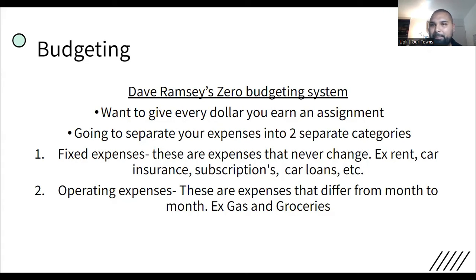So let's begin. Briefly, I'm just going to go over the system that we're going to use. We're going to use the Dave Ramsey zero budgeting system. This is where you want to give every dollar you earn an assignment, and you're going to separate your expenses into two separate categories. Fixed expenses, these are expenses that never change, and operating expenses, these are expenses that differ from month to month.